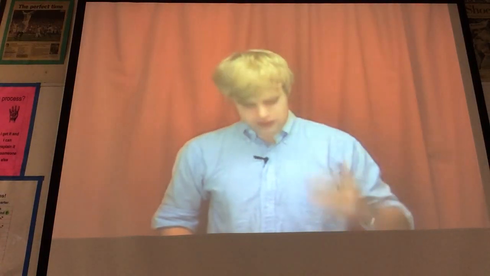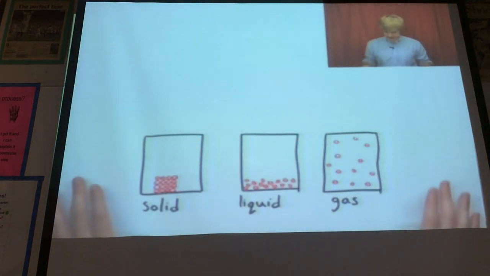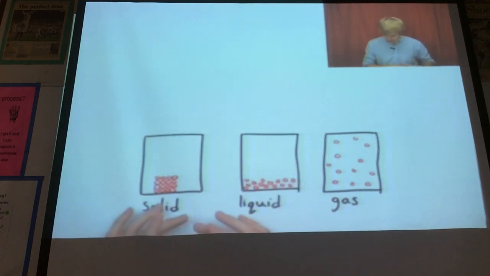Review, brushing up on what we probably already know about phases of matter. I have here indicated some representations of phases of matter. I have a container and some particles in it. I've got a representation of a solid, a liquid, and a gas. Let's start with the solid.